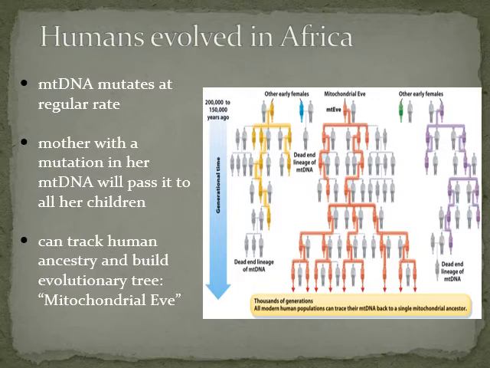Any mom that has a mutation in her mitochondrial DNA is going to pass it on to all of her children. That is pretty much 100%. That doesn't really change. Because of that, you can track human ancestry and build what's known as an evolutionary tree, which you guys have been getting familiar with. This is very similar to a phylogenetic tree, but it's starting to look a little bit more family-like. And we can trace it back all the way to what we call mitochondrial Eve. Mitochondrial Eve is basically the first female, the one every living person has come from.